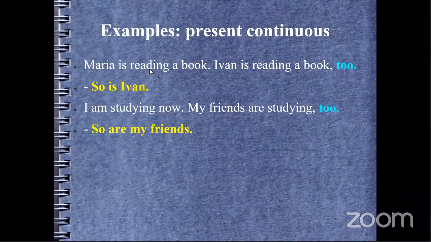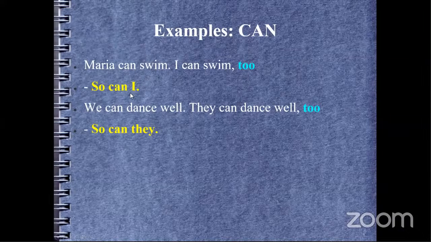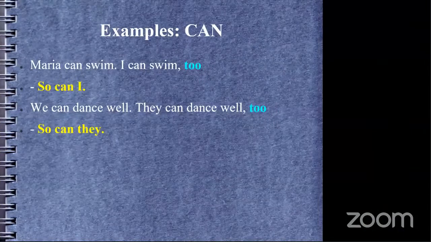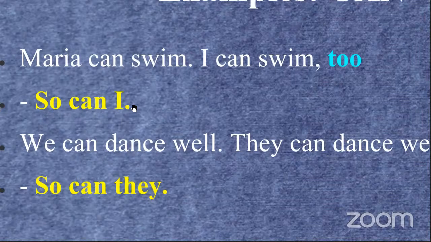Okay, so these examples are about work with the verb to be. Now let's practice with another structure, with the modal auxiliary verb can. In number one, we have two people, Maria and I. Maria can swim. I can swim too. I can say, Maria can swim, so can I.